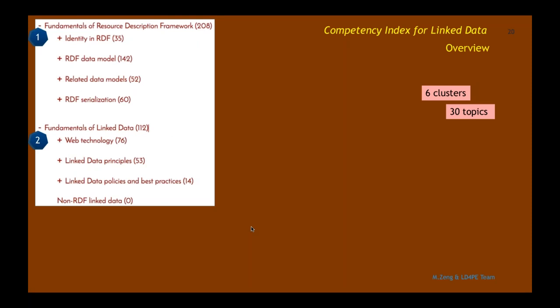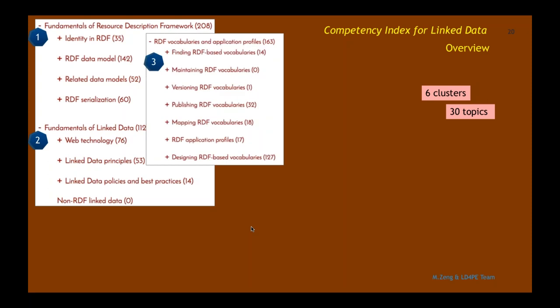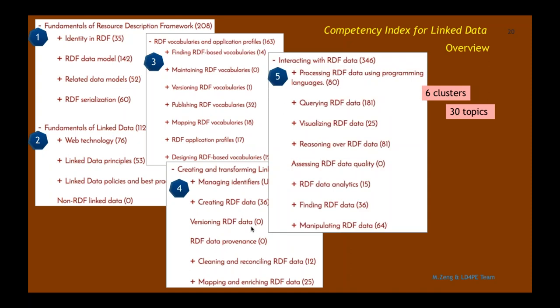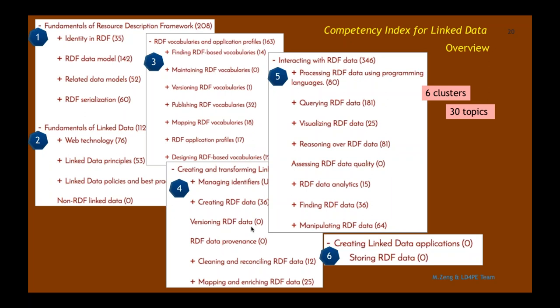So in conclusion of this part about the competency index topics, we have 6 clusters that I just showed you one by one. First about the RDF, second about linked data principles, and then the vocabularies and application profiles. The number 4 cluster deals with creating and transforming linked data. And then what about your role? Just interact, deal with the RDF data. That's the whole number 5. And number 6 is creating linked data applications. Okay, not too complicated, right?